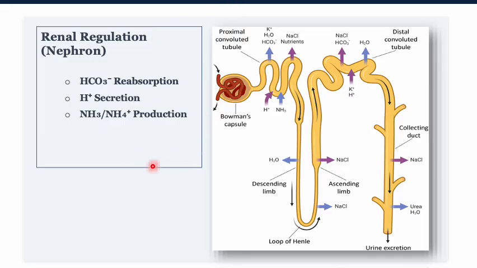And this slide just shows a picture. Basically, your kidneys are the long-term area that will fix any acid-base disturbance. It's one of the most important systems for long-term correction or definitive correction. And this is done at the level of the nephron, where you will have bicarbonate reabsorption, hydrogen secretion, and ammonia production.